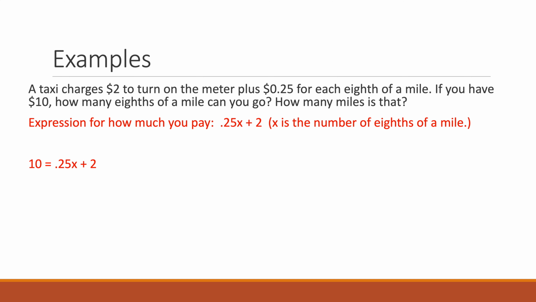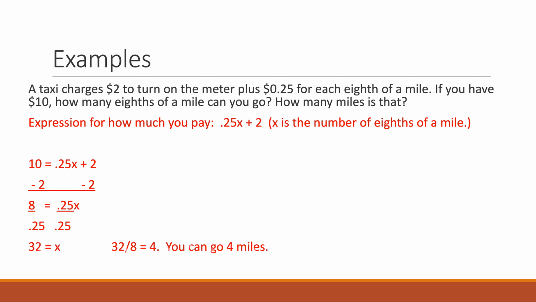And then it wants to know how many miles you will go if you spend $10. So $10 equals, now we do the formula to come up with how much it costs, 0.25x plus 2. Okay, subtract 2 from both sides. 8 is 0.25x, divided by 0.25. And that, ladies and gentlemen, works out to be 32. But remember, each x is an eighth of a mile. So I have to divide that 32 by 8, and you go 4 miles.